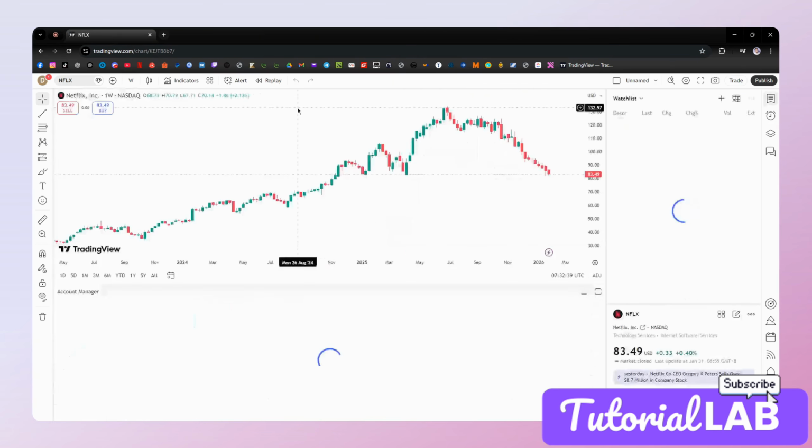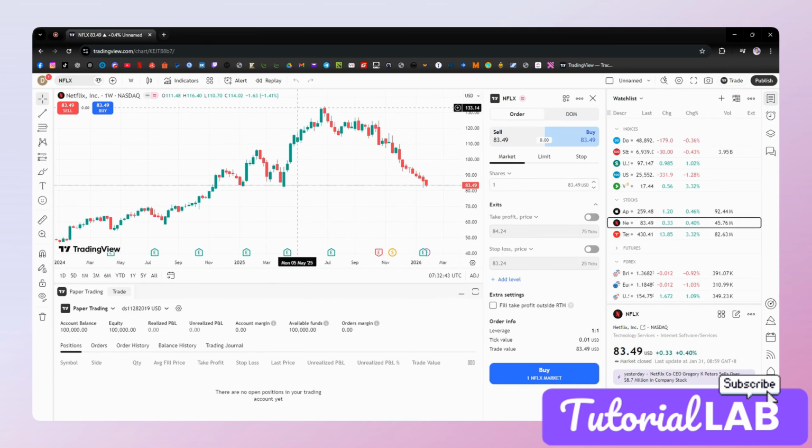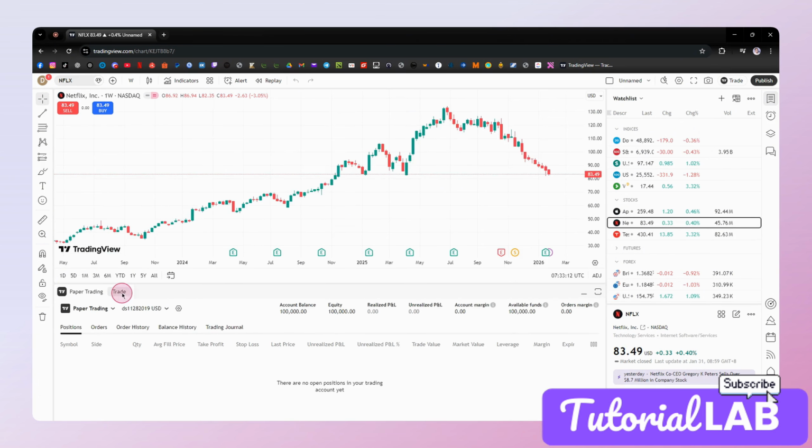On this page, we can see all the stocks, forex, and indexes. This page shows all the trading information and actions. All right, let's go to the trade section and use paper trading as an example to show how to place a trade. Paper trading is also called a demo account. Here, we can see the balance, equity, and account margin. To trade, just click Trade.